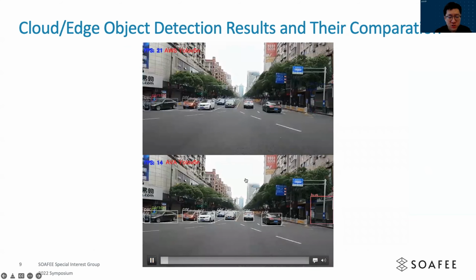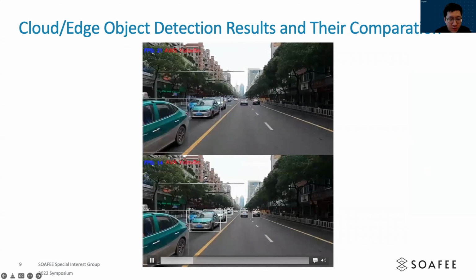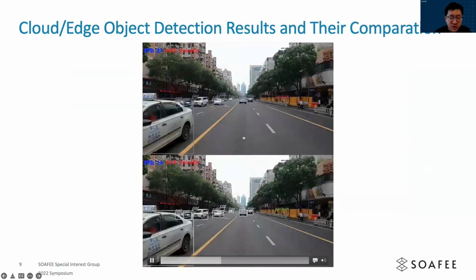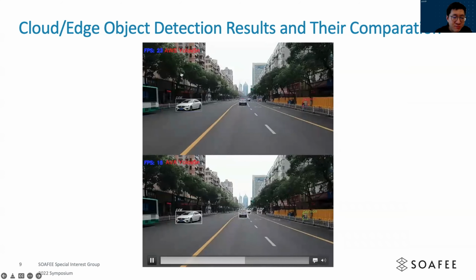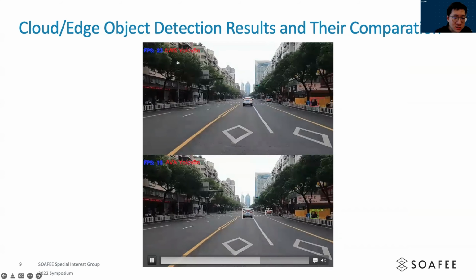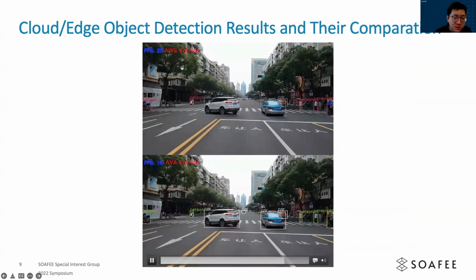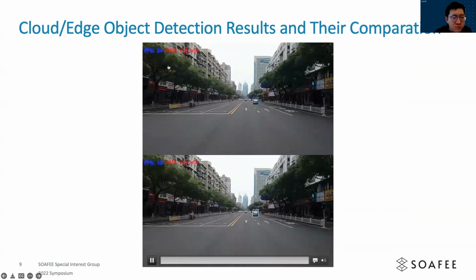Let's see the comparison. We can see that the accuracy of object detection is the same on each frame. But we notice that the FPS from the cloud side is higher than the edge side. For the cloud side, we can have around 24 FPS, but on the edge side, we just got around 15 FPS.